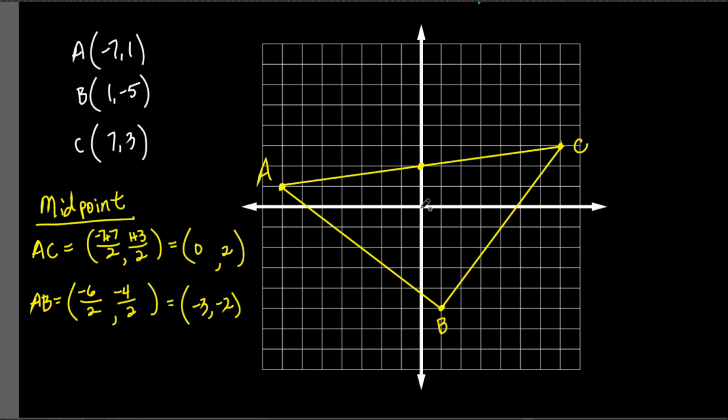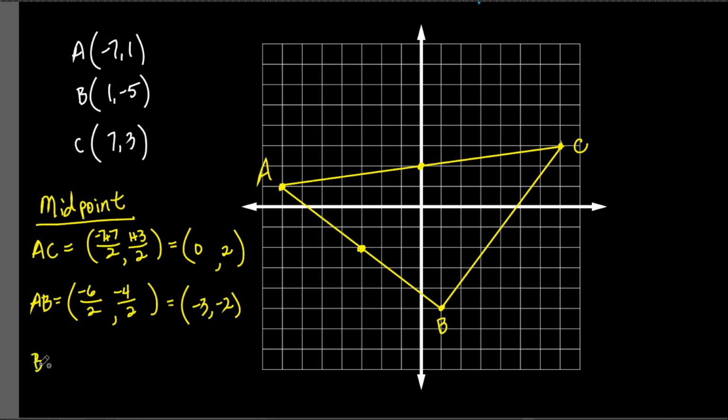Let's see if it looks right. So we start here. We go negative 3: 1, 2, 3. We go negative 2: 1, 2. Yep. That's exactly where I thought it would be, right there. Everybody got that? Okay. What about this one? Midpoint, my guess is probably right there. Do you think? Okay, can you see the cursor a little bit? It's right on the yellow. It's right there. So let's try that.